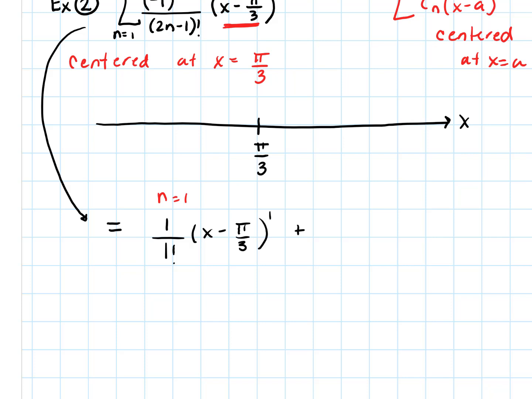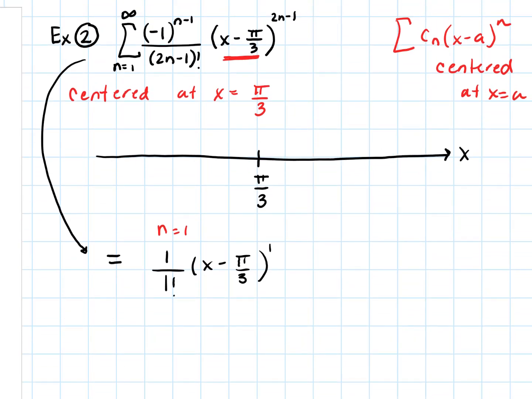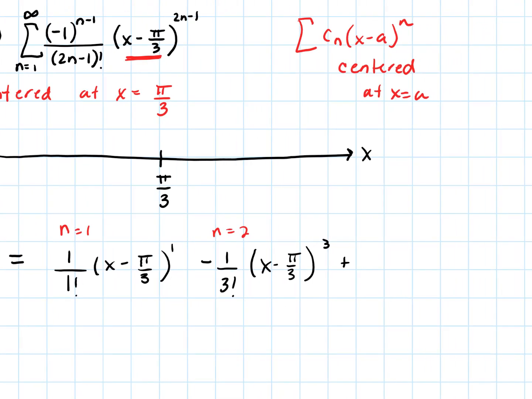And then I would actually have a negative for the next term, when n equals 2. It's got a switch on it, so I would have a -1 over 3 factorial times x minus pi over 3 to the third. And then the next term, when n equals 3, as I go to expand this out, is going to be a +1 over 5 factorial times x minus pi over 3 to the fifth.